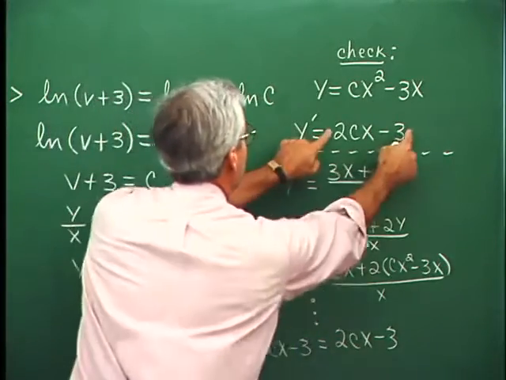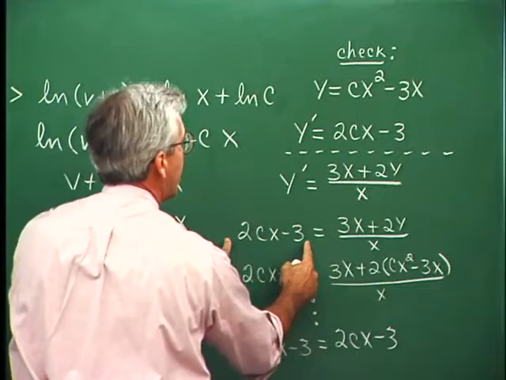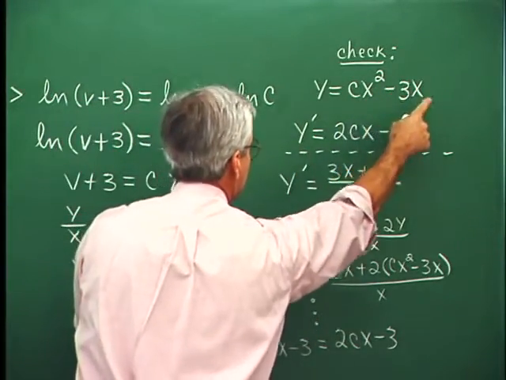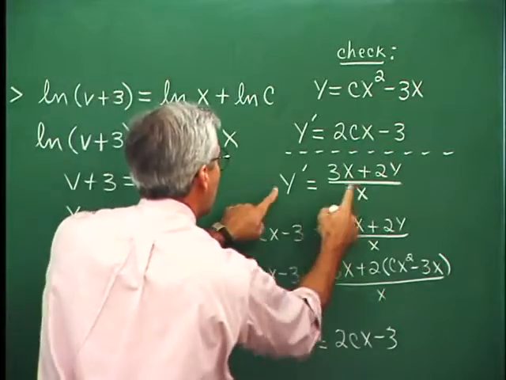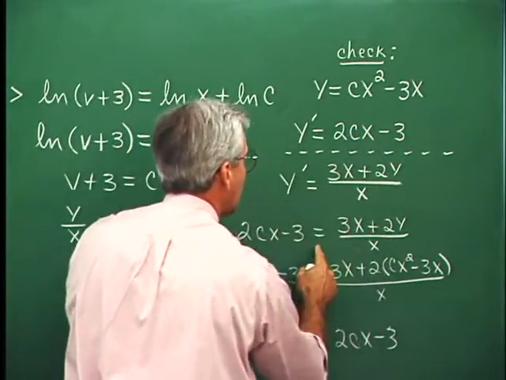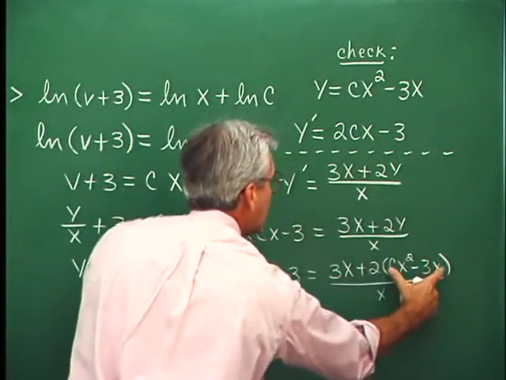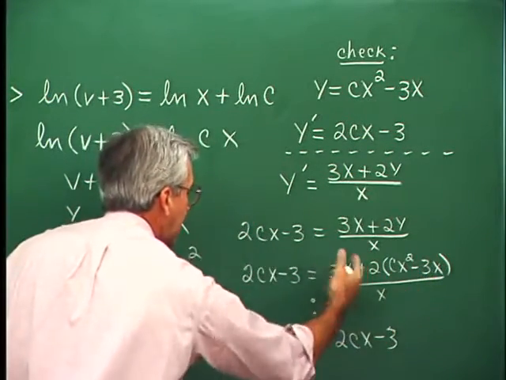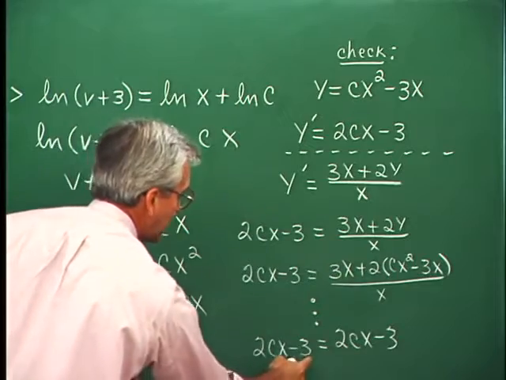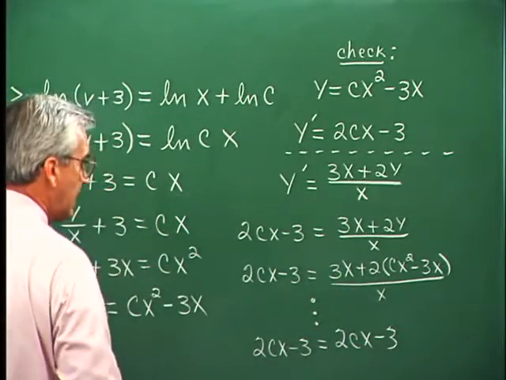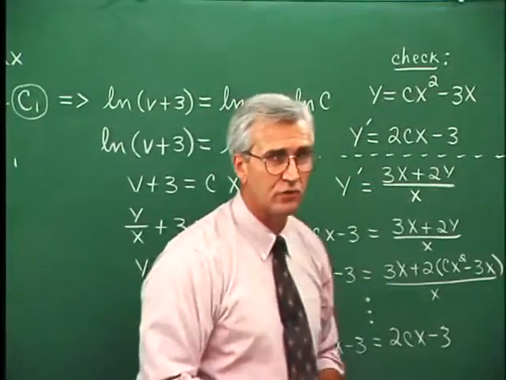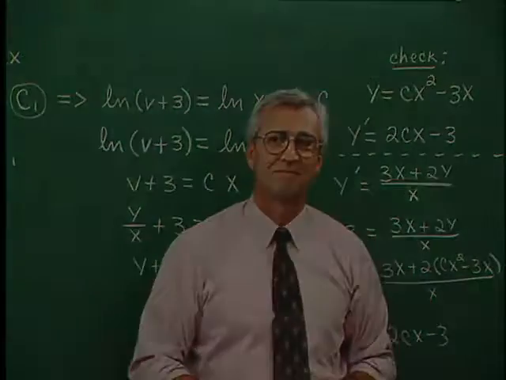So the y prime is the 2cx minus 3, and the y is cx squared minus 3x. Okay, so we set these two equal to each other, and notice the y, I'm substituting the cx squared minus 3x. And then manipulate this a bit, and it'll drop down to 2cx minus 3 equals 2cx minus 3. We have truth, so we do indeed have a solution to the differential equation.